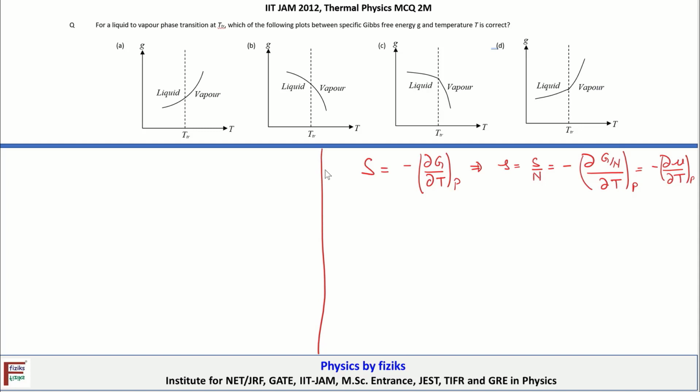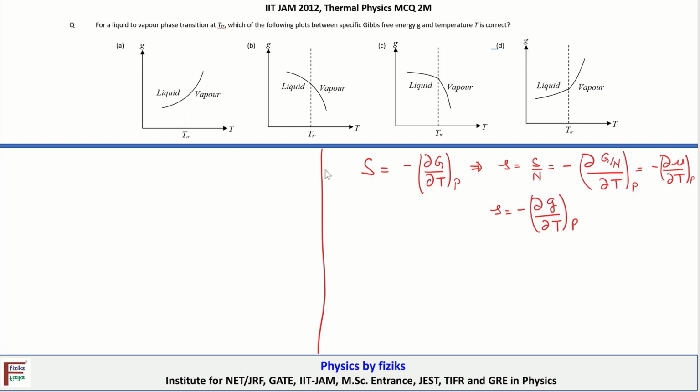that's the Gibbs free energy per particle. This is the specific Gibbs free energy, the Gibbs free energy per particle. So in that sense it becomes a specific quantity, and at constant pressure.